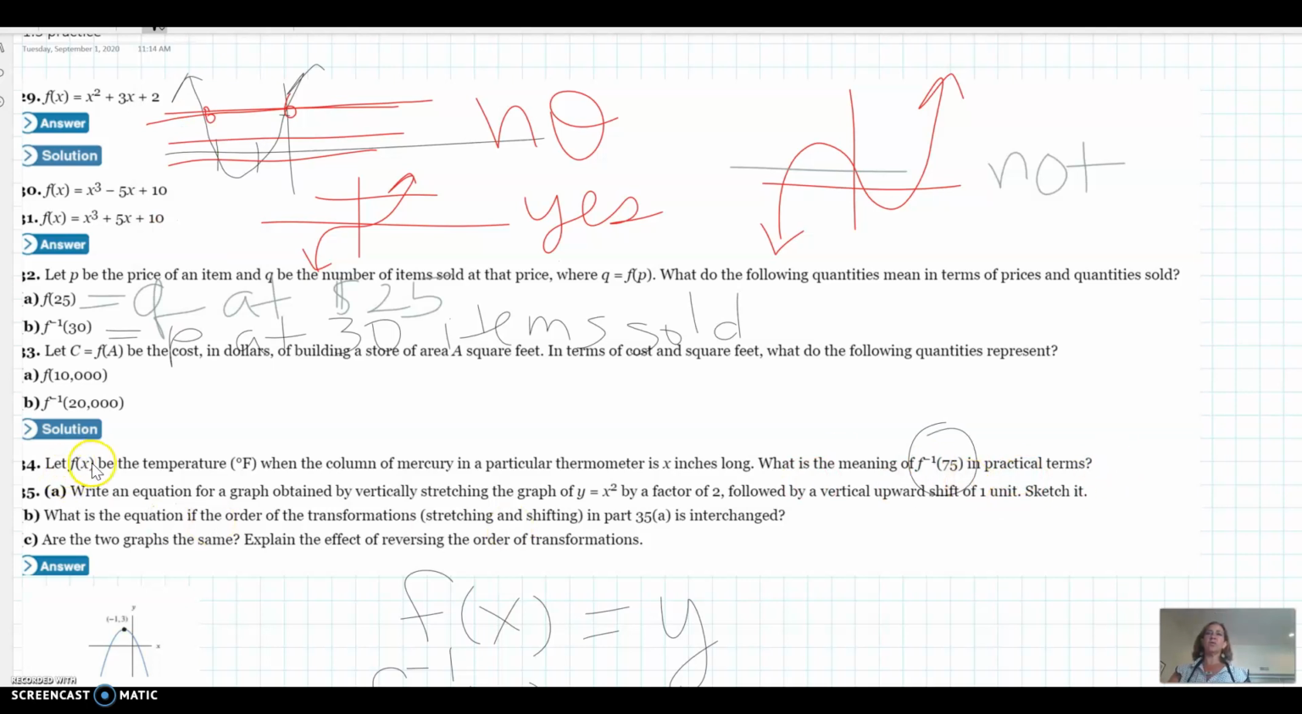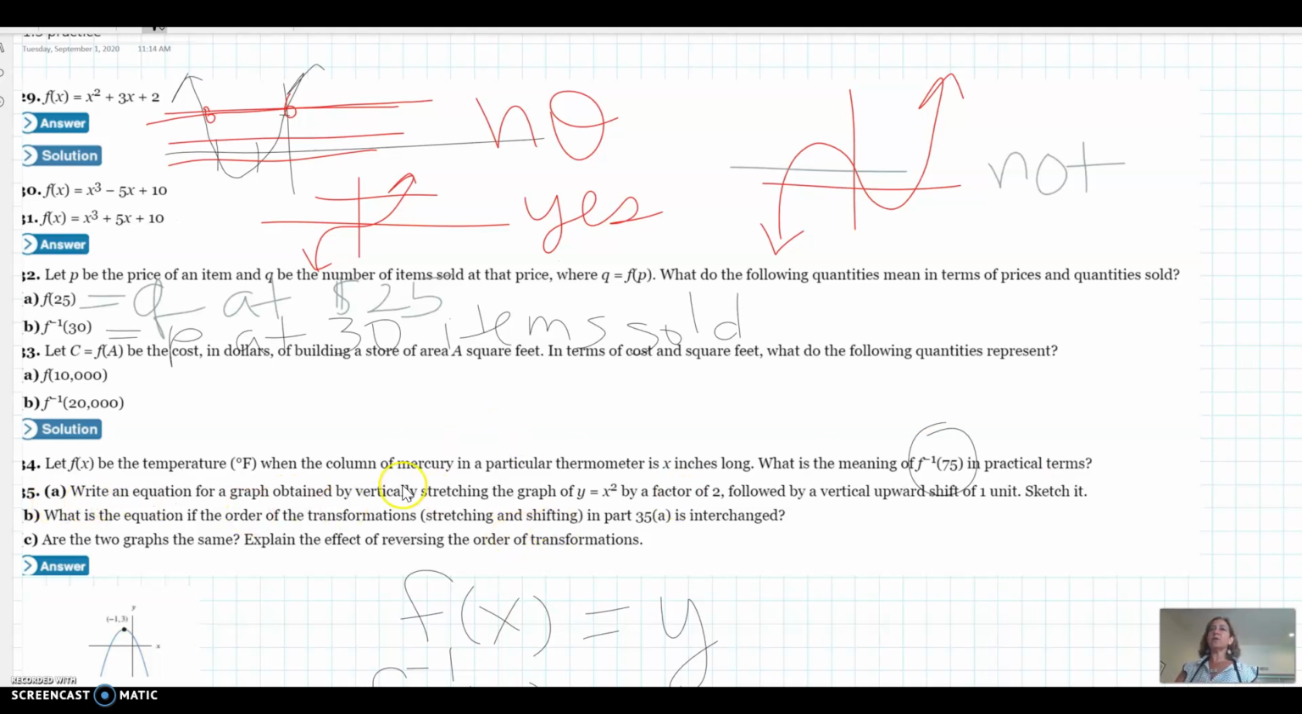So in general, f of x is the temperature when the mercury is x inches along. So the input is the inches of mercury, the output is the temperature. Now they're saying it's the inverse, so this input would be the temperature. So we're at 75 degrees Fahrenheit, and this is going to give me an output of how many inches is the thermometer, the mercury in the thermometer.